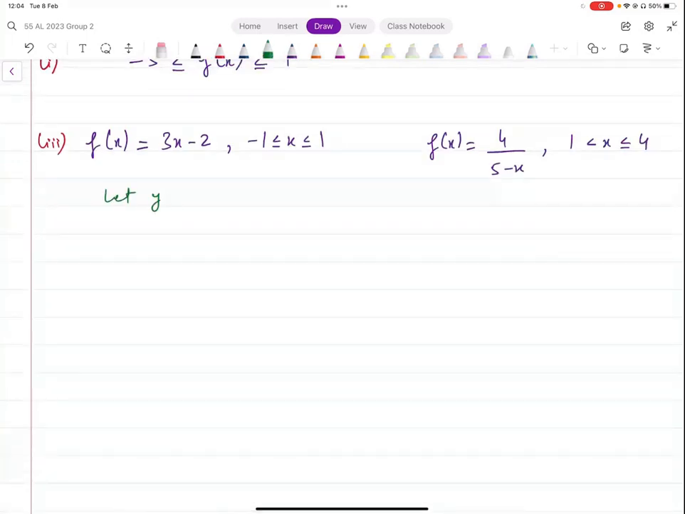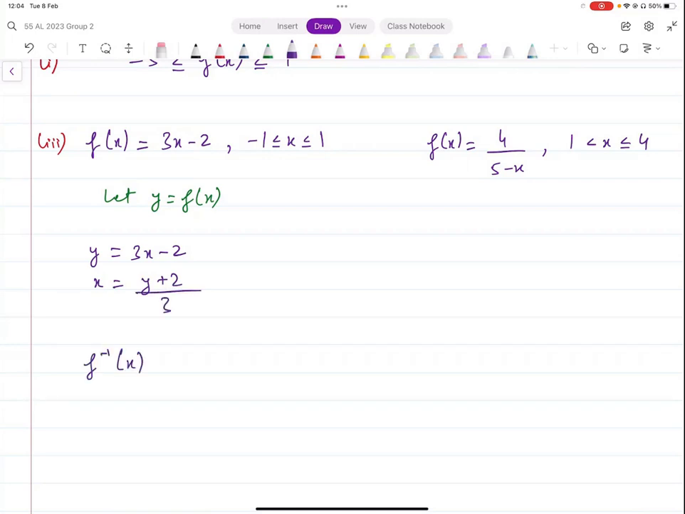Okay, so we let y equals f of x, and then we have y equals 3x minus 2. From this we get x equals (y plus 2) over 3, and the inverse from this part is (x plus 2) over 3. Okay, we have the expression. We will see what the domain is going to be in a moment. But then we also find the inverse of the other part.